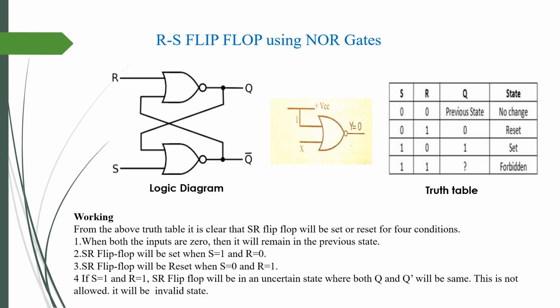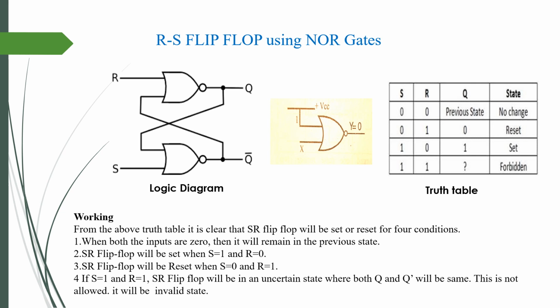Now we will see when S is equal to 1 and R is equal to 0, then the lower NOR gate is disabled, which will produce Q bar is equal to 0. Now the input to the upper NOR gate becomes Q bar is equal to 0 and R is equal to 0, which will produce Q is equal to 1. This condition is known as the set condition, and then the circuit is latched, output Q is equal to 1.